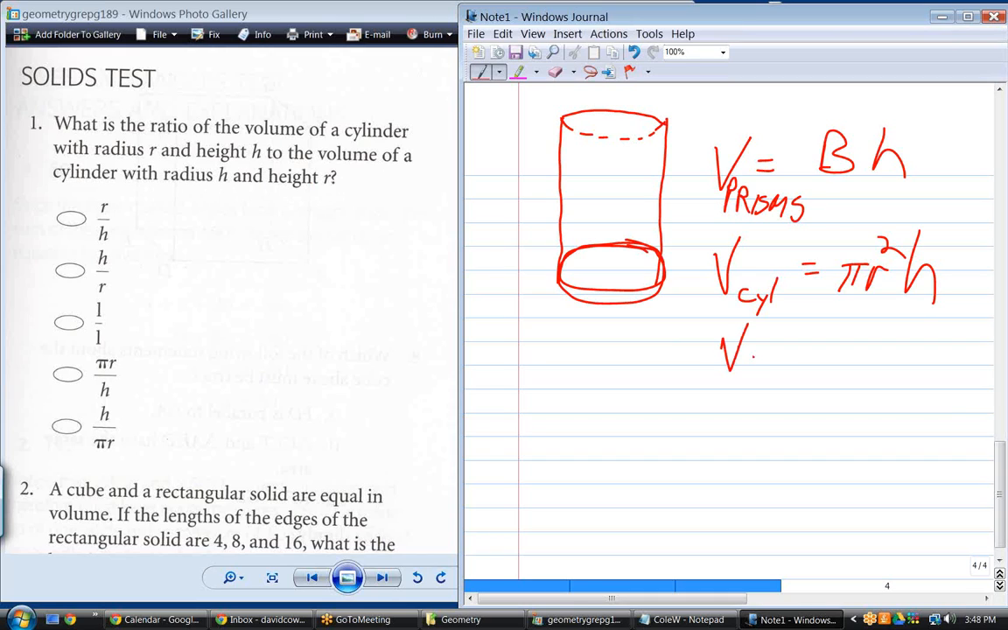Well, that cylinder would be what? In other words, the second one they're talking about. One that has a radius of h and a height of r. So, in place of the r, I'm going to stick h. And in place of the h, I'm going to stick r. All right. Now what they want is that ratio. What's that ratio?